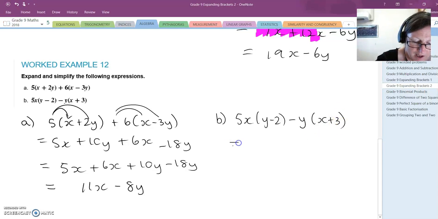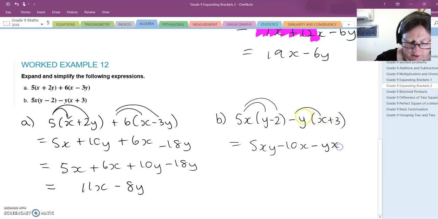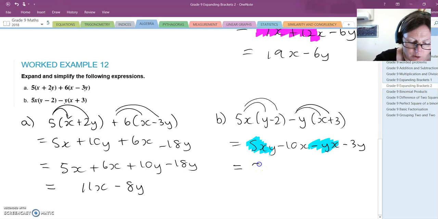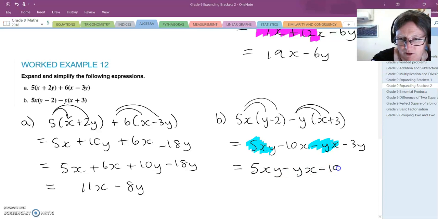So when I expand my first lot of brackets, I get 5xy subtract 10x. My second lot of brackets, subtract yx, subtract 3y. Okay, let's look at my like terms in this one. So with my like terms for this example, here's my like terms because it's got an x and a y in it. Doesn't matter that the order's different, they've both got x and y in it. So I'll rewrite it with my like terms next to each other. Remember taking the sign in front when I move it.